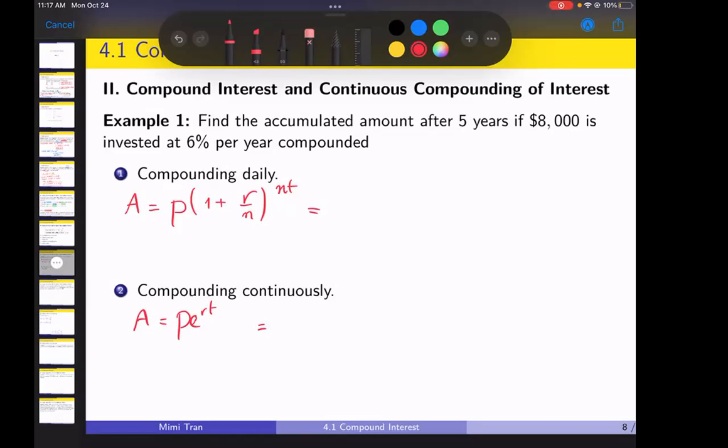All you do is look at the number. If it's daily, what's N equal? Yeah, 365. That's how you do it.